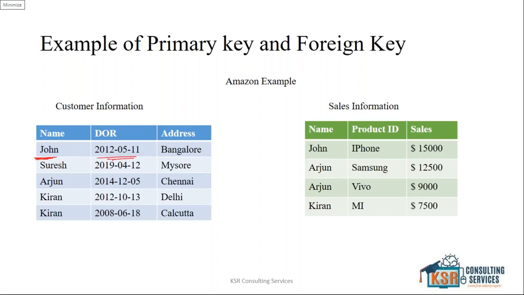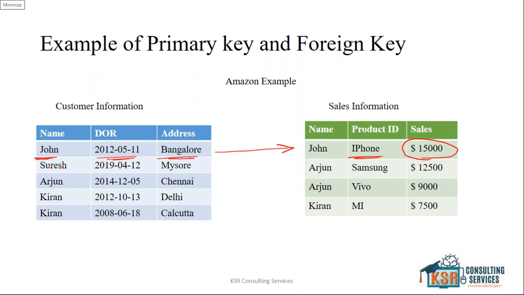John, who had got registered on May 11th, 2012, who is basically from Bangalore, has purchased an iPhone for $15,000. Don't you think I read it properly? Yes. Okay. Now comes the next question.